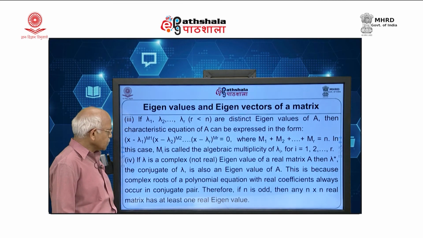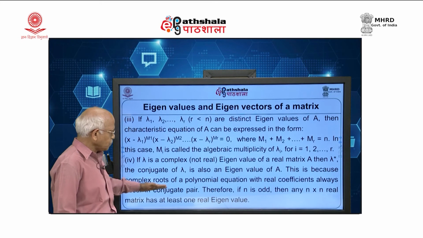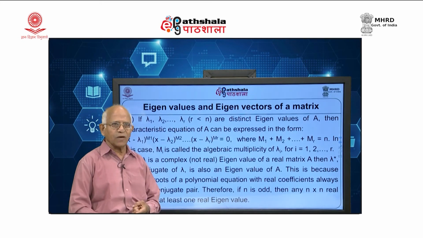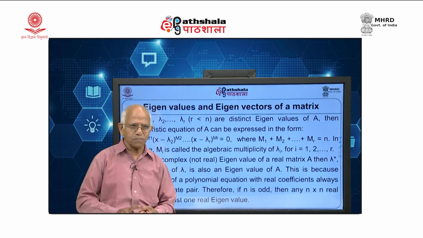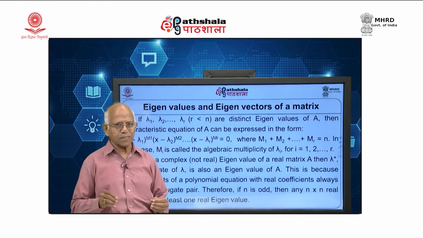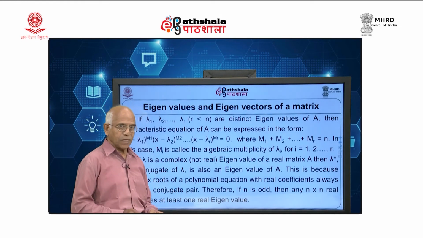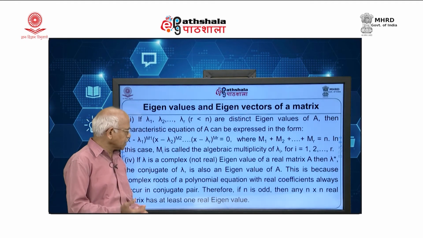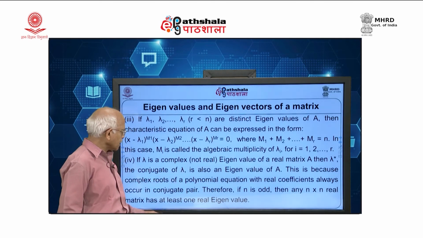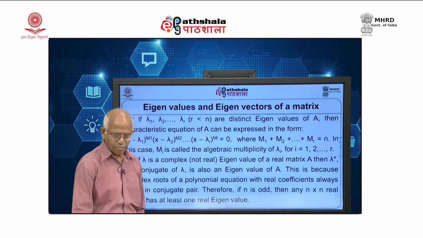Therefore, whenever there are complex eigenvalues, they are bound to occur in pairs, and so if n is odd, that is, if the characteristic polynomial is of odd degree, then it must have at least one real eigenvalue.